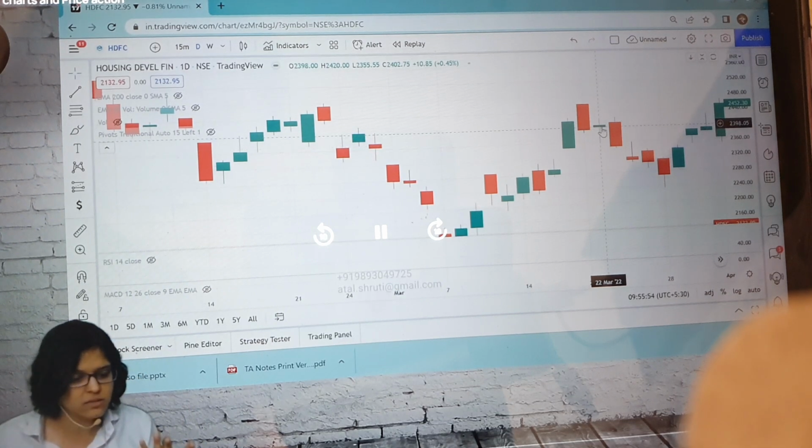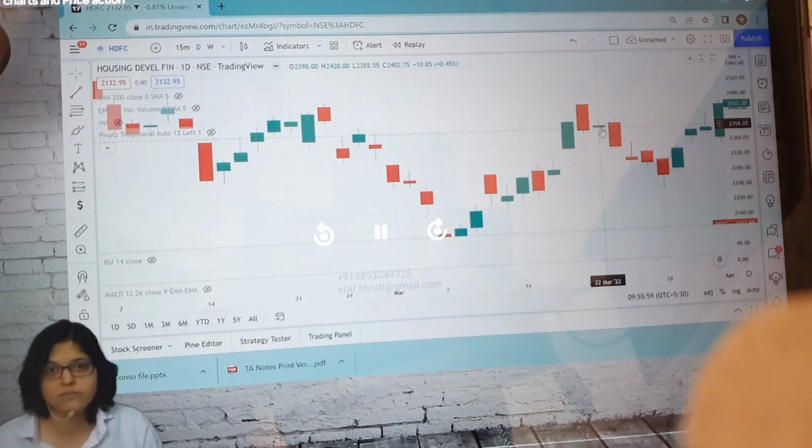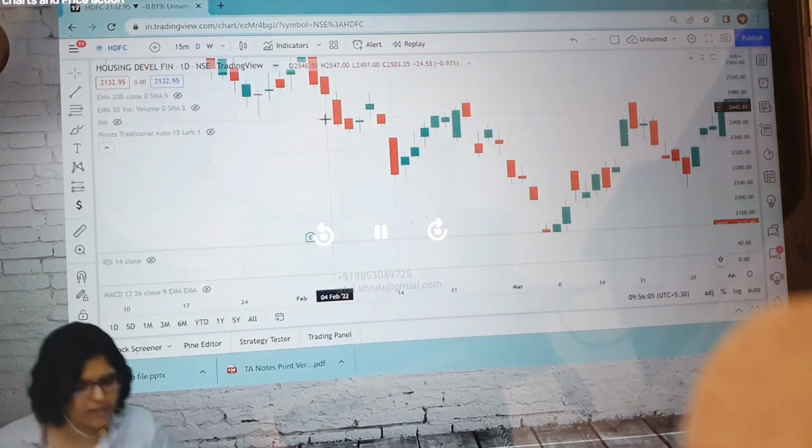Correct? But see the low price. Low is 2355, almost 50 points down. Is this understood, everyone? So how to get the data about open, high, low, close?